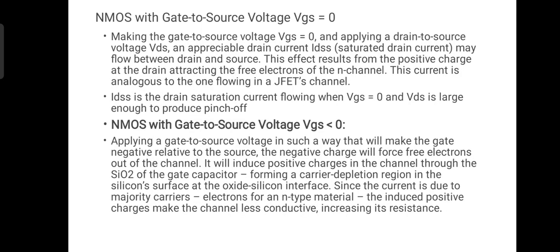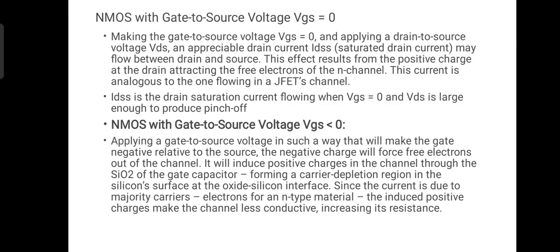NMOS with gate to source voltage VGS equal to 0. Making the gate to source voltage VGS equal to 0 and applying a drain to source voltage VDS, appreciable drain current IDS may flow between drain and source.